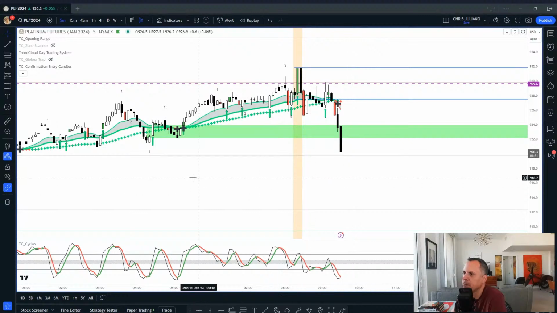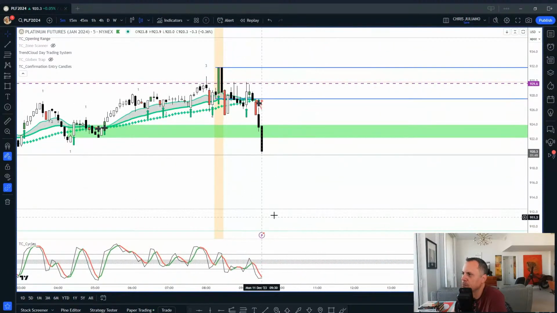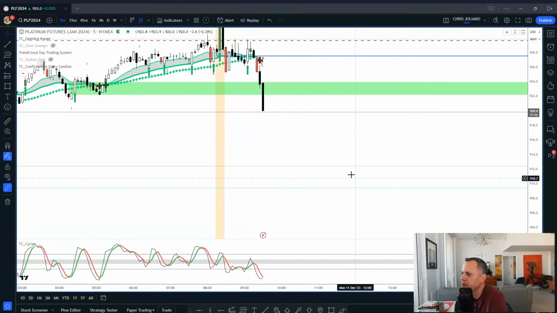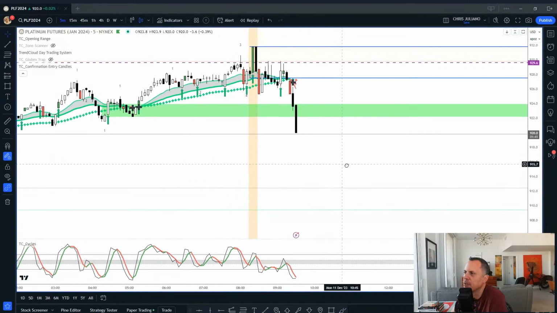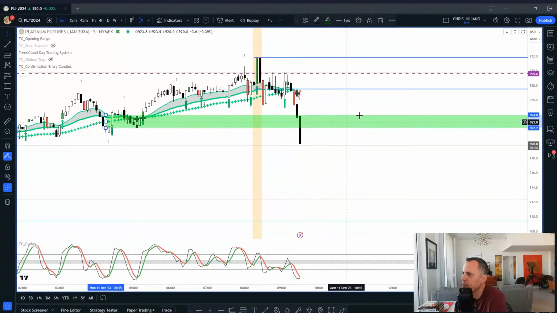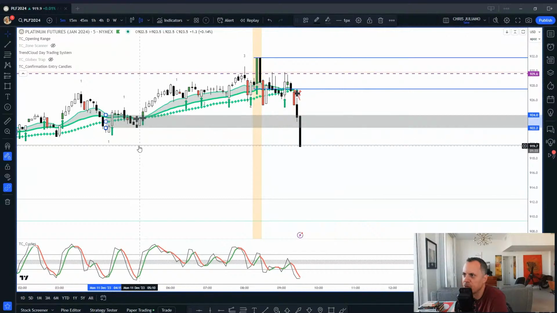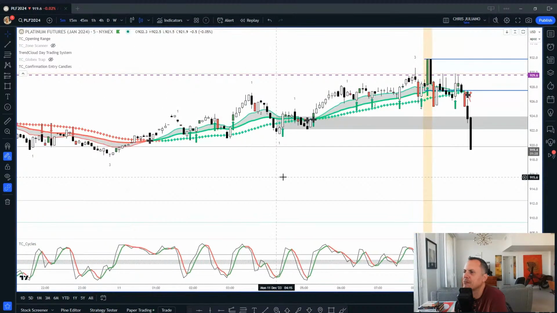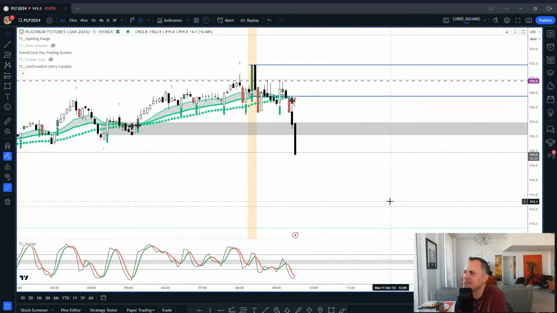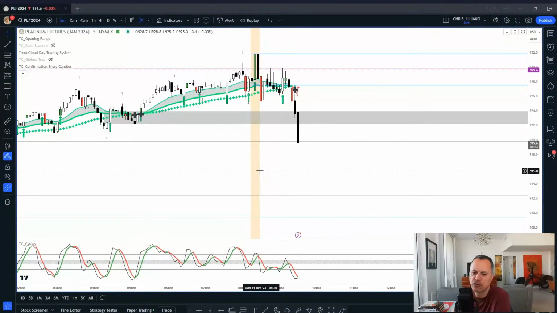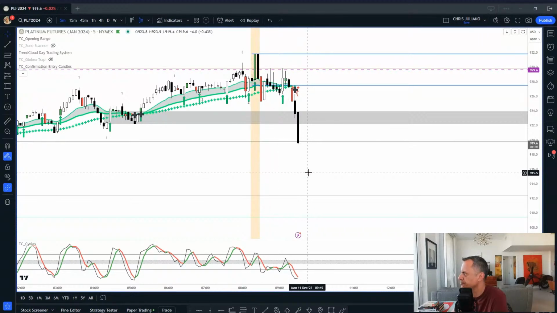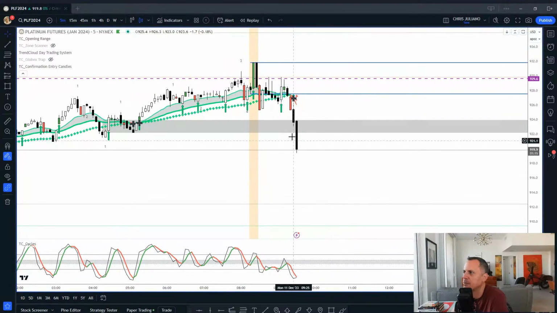We might want to see a pullback into this area here and start to cycle back up before we start taking the trade. So it ripped through this zone, right? And we didn't want to take this zone because it was formed inside this chop area, so it doesn't really give us a good entry on our demand zone. So let's see how our confirmation entry signals do here on platinum.